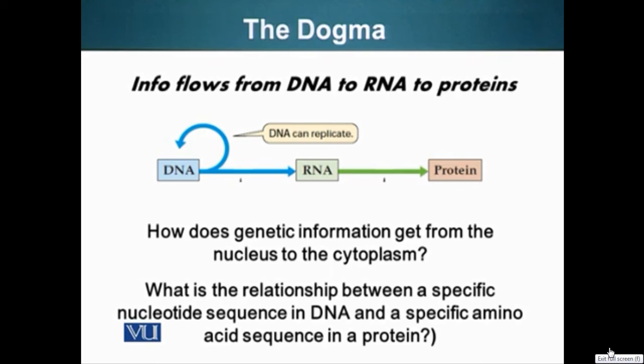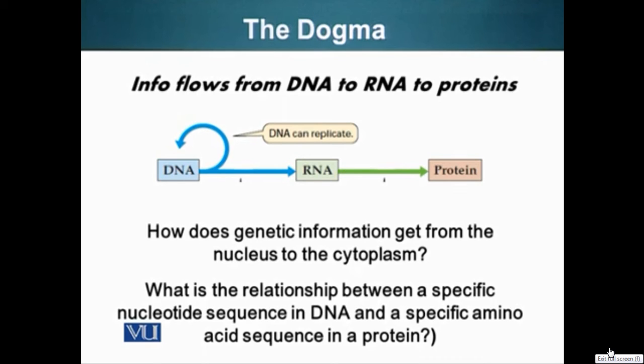In eukaryotes, we know the DNA is in the nucleus, whereas proteins are synthesized in the cytoplasm. So how is it that the genetic information is moved from DNA, which is present in the nucleus, to RNA? We know DNA doesn't physically move to the cytoplasm itself.